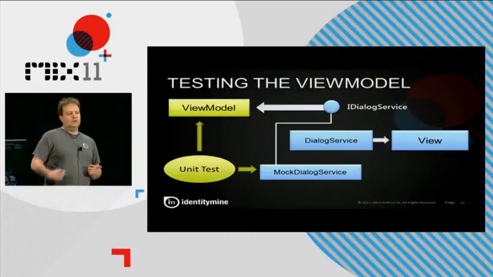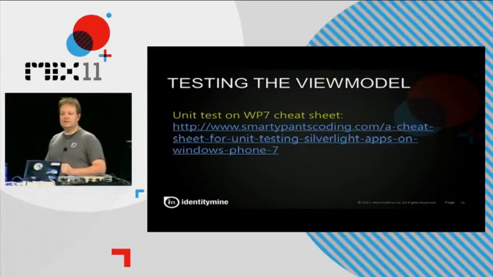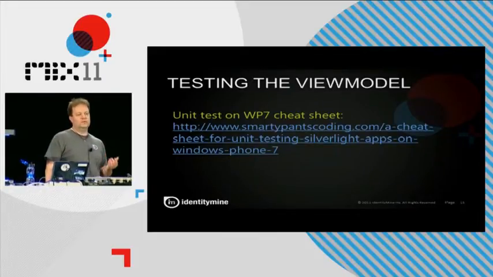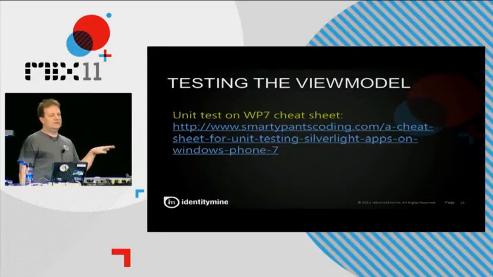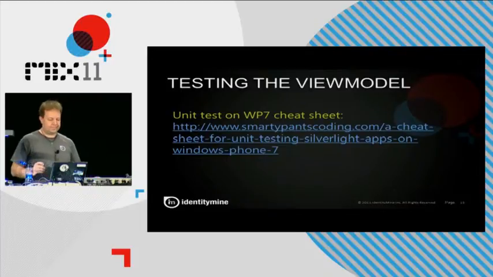My unit test is going to interact with the mock dialog service in order to test the view model. Let's see how we can do that. I'm going to show you that in Silverlight 4 and in Windows Phone 7. In Silverlight 4, if you install the Silverlight toolkit, you can do File, New Project, New Silverlight Unit Test. In Windows Phone 7, unfortunately, you don't have that. But Roger Peters, who is also a Silverlight MVP, made a cheat sheet. This is the one I always use, where he does step-by-step how you can create a unit test application for Windows Phone 7.